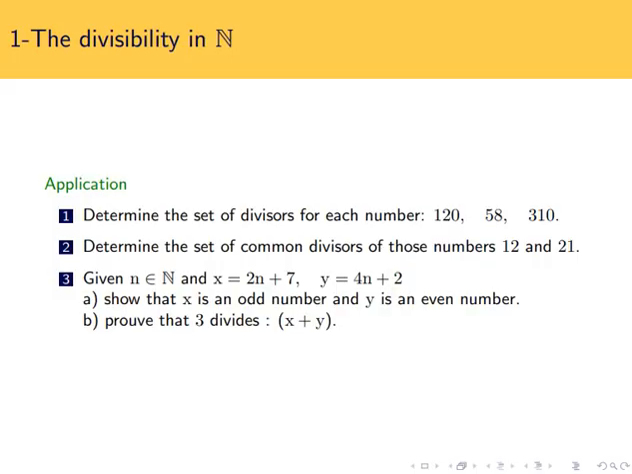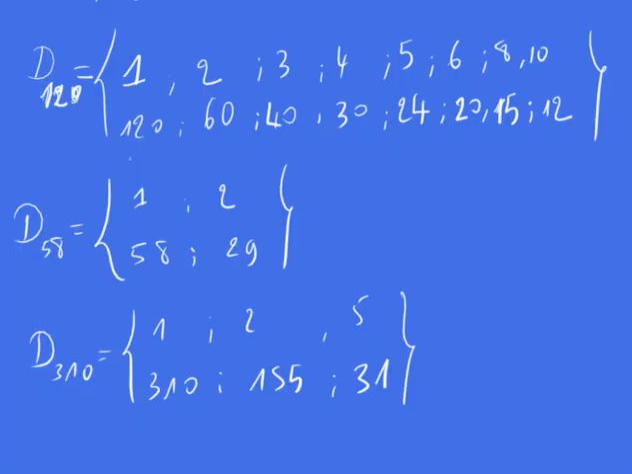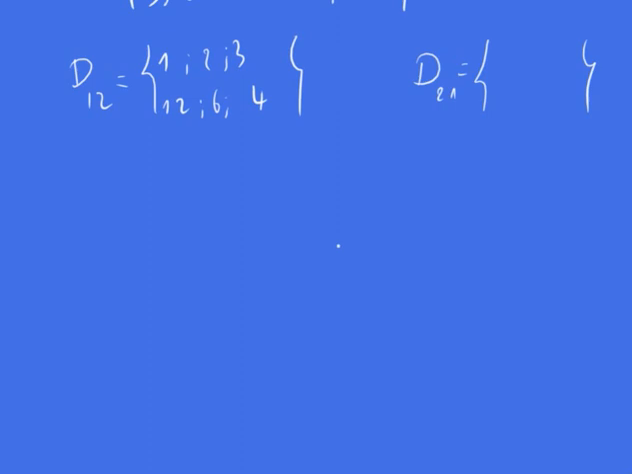Second question. Determine the set of common divisors of 12 and 21. The set of divisors of 12 and the set of divisors of 21. We can start with 1, 12, 2, 6, 3, 4. And for the other number, we start with 1, 21, 3, 7.